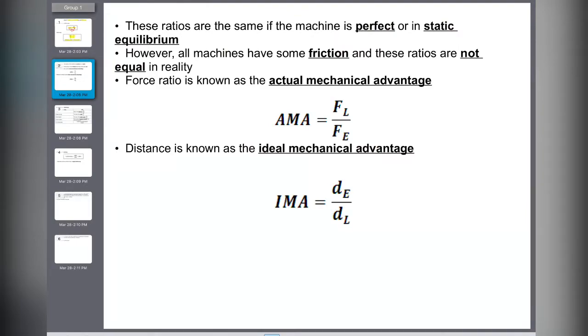And we're talking about static equilibrium, but at the same time we talked about that there may be frictions and the ratio sometimes won't be the same. So we're going to use the ratio to calculate how much is wasted.